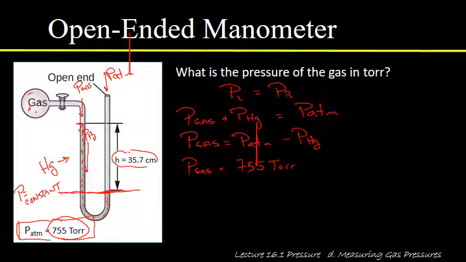And I'm not going to write out all of the dimensional analysis, but if there are 10 millimeters in a centimeter, then this height is 357 millimeters. Okay, so that means that the pressure of the mercury column is 357 millimeters of mercury, and of course millimeters of mercury is the same as torr. So the pressure of the mercury column is 357 torr. Okay.